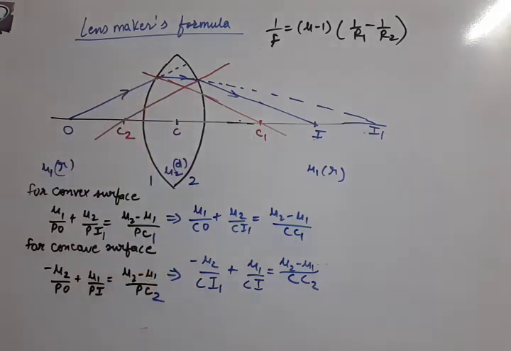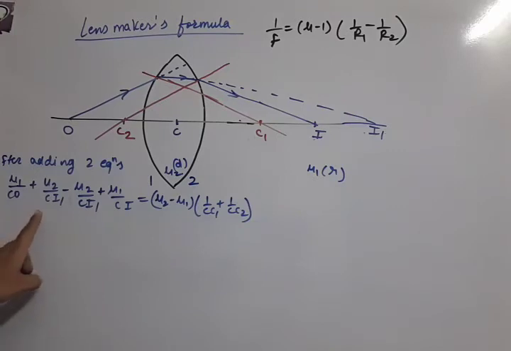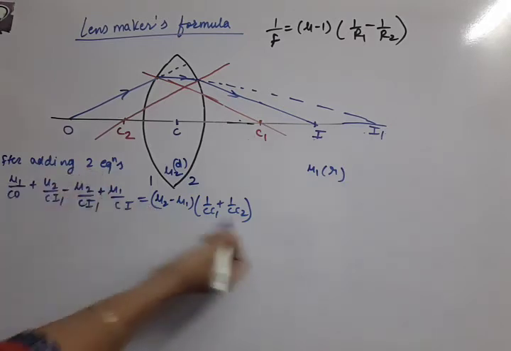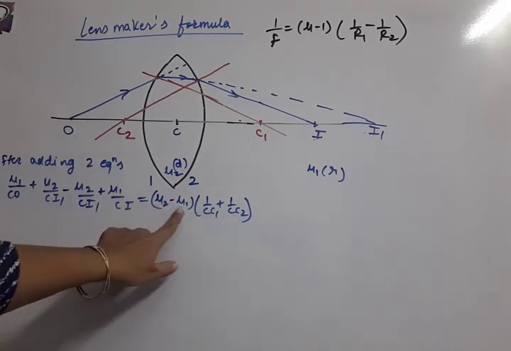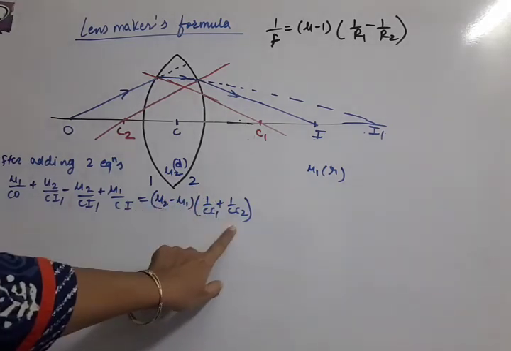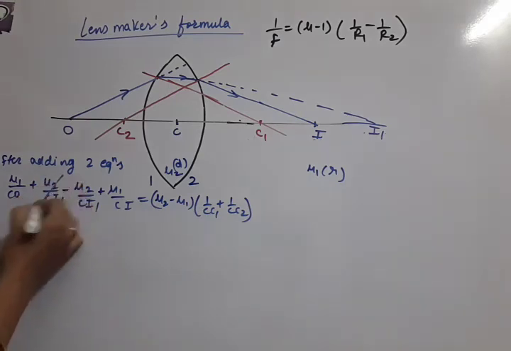Note down the diagram and equations. After adding the two equations, we get mu1 upon CO, mu2 upon Ci1 minus mu2 upon Ci1, mu1 upon Ci. And on this side, mu2 minus mu1 was common in both the equations, times 1 upon CC1 plus 1 upon CC2. So the intermediate term is cancelled, being a similar term. Now what is left is mu1 upon CO and mu1 upon Ci on this side. Now we can take all the sign conventions and replace them with the actual symbols. Let us start doing that.